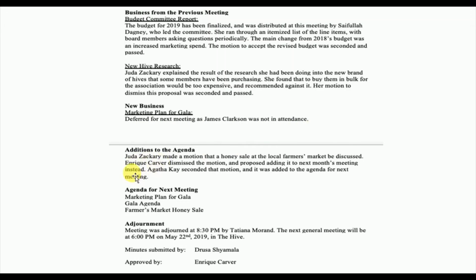Okay, and then we have to write down the additions to the agenda. In this particular paragraph, any additional items that were raised by committee members, you have to write down all sorts of that stuff in this paragraph.